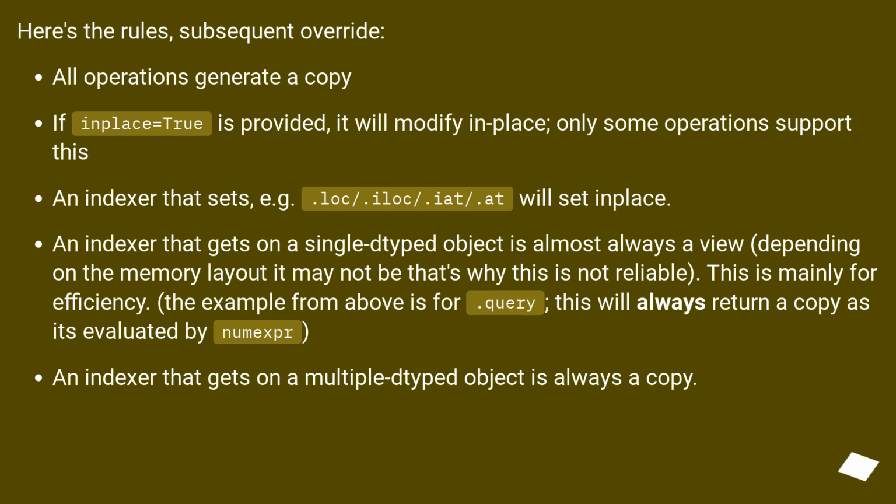An indexer that gets on a single dtyped object is almost always a view. Depending on the memory layout it may not be. That's why this is not reliable. This is mainly for efficiency. The example from above is for .query. This will always return a copy as it's evaluated by numexpr. An indexer that gets on a multiple dtyped object is always a copy.